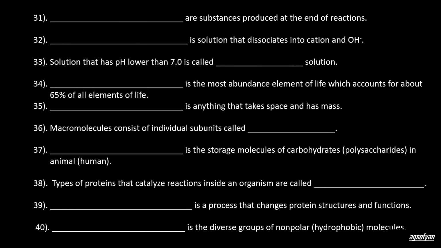Okay, for number 31 to number 40, you have to fill out the blank. You have to type your answer over here. Number 31, blank are substances produced at the end of reaction. Okay, remember, reaction consists of reactant, like for example, A plus B become C. So A and B is called reactant. C is called product. Okay, so the substance that produced is called product.